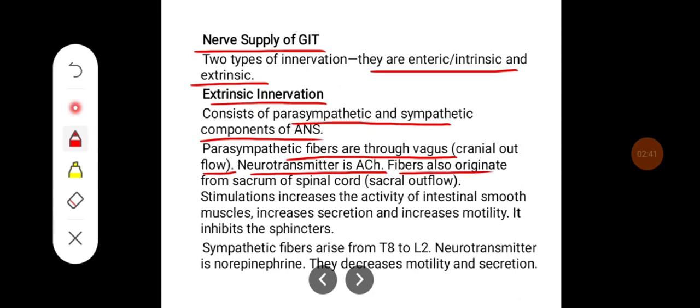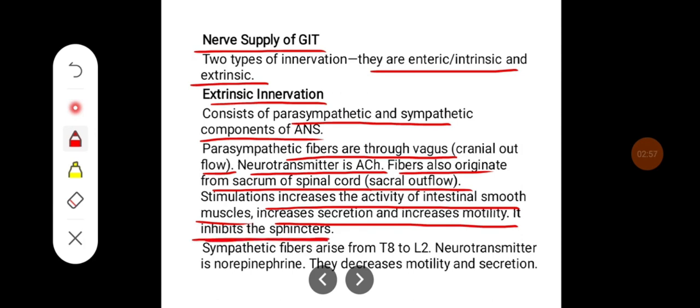Fibers also originate from the sacrum, that is, the sacral outflow. Stimulation increases the activity of intestinal smooth muscle and increases motility. It also inhibits sphincters; they cause the relaxation of sphincters. Sympathetic fibers arise from T5 to L2. The neurotransmitter is norepinephrine, and they decrease motility and secretion.